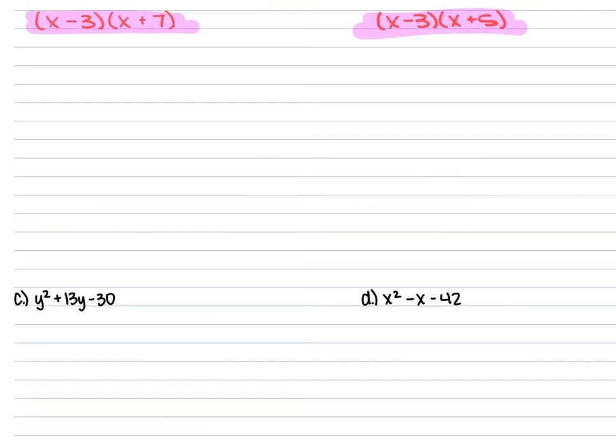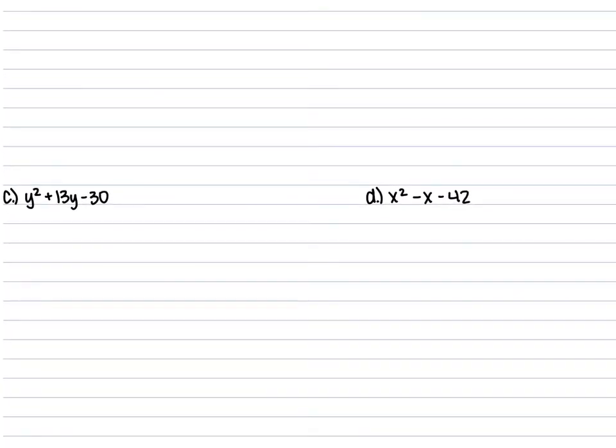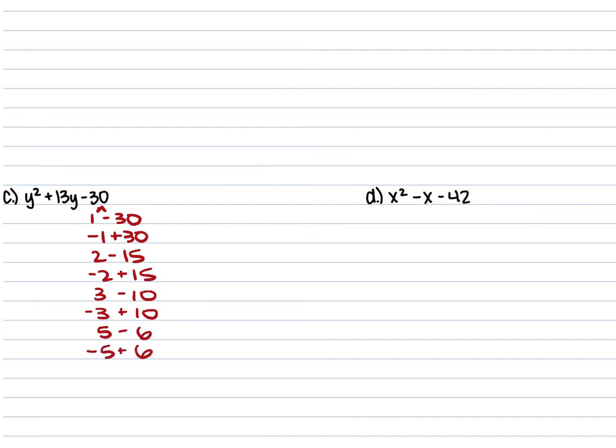For example C, we have y squared plus 13y minus 30. We'll find the factors of negative 30. We have 1 and negative 30, negative 1 and positive 30, 2 and negative 15, negative 2 and positive 15. We also have 3 and negative 10, as well as negative 3 and positive 10, and 5 and negative 6, as well as negative 5 and positive 6.